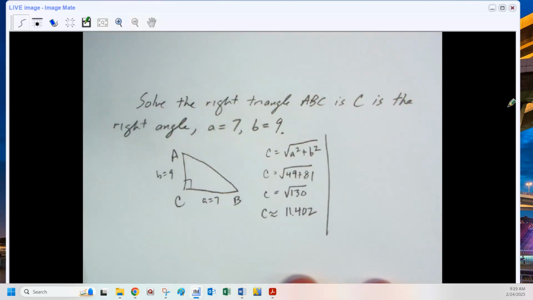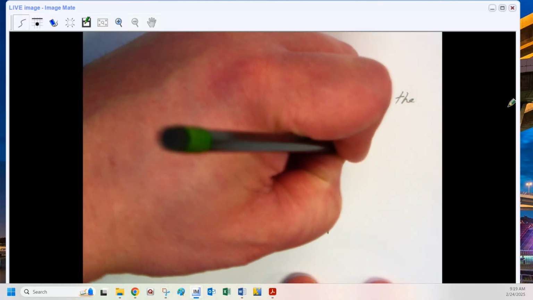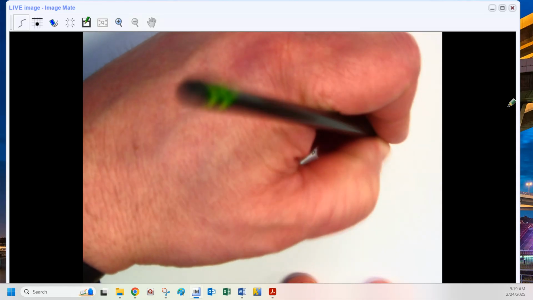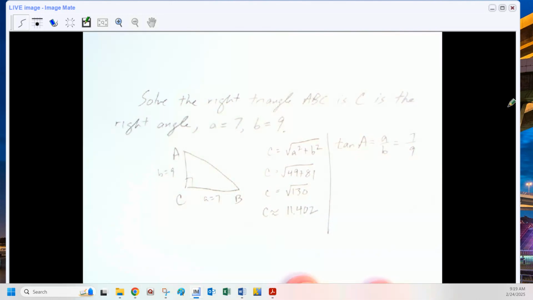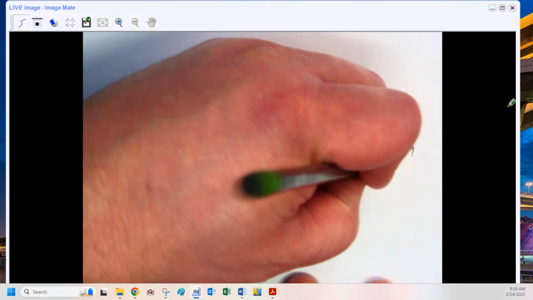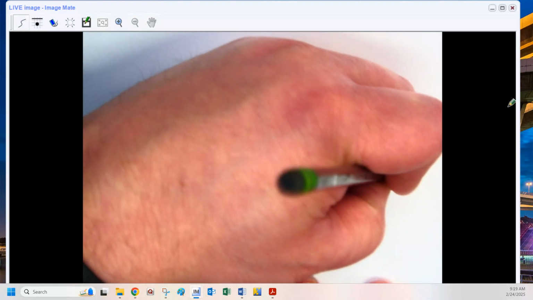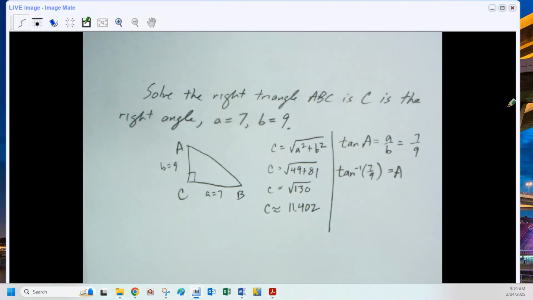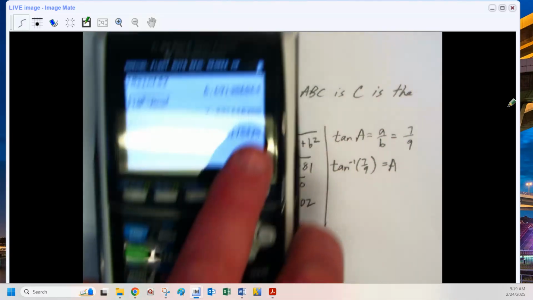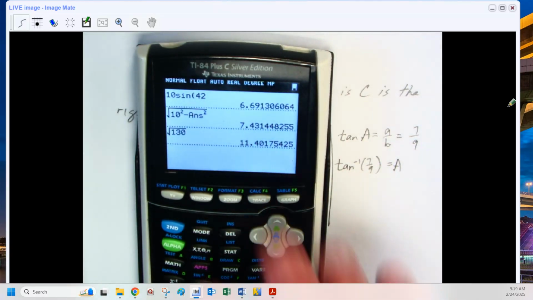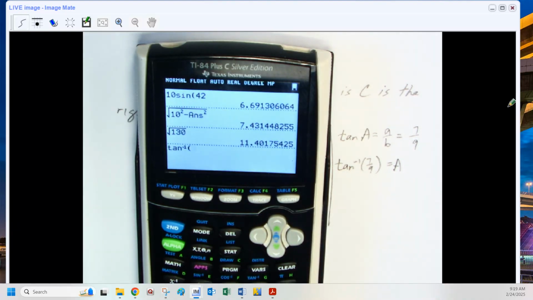Now, as far as finding the angles go, we're going to want to do something like this. We'll say tangent A is A over B, which is 7/9. And so that means that the tangent inverse of 7/9 is equal to A. And so we need to get our calculator out here and put tangent inverse, so second tangent, 7/9. And that gives us 37.9 degrees or so.